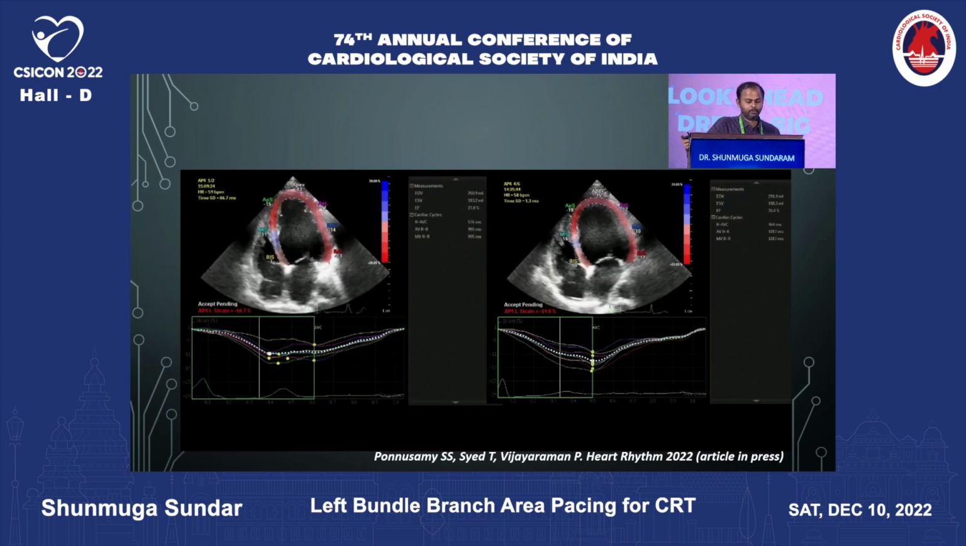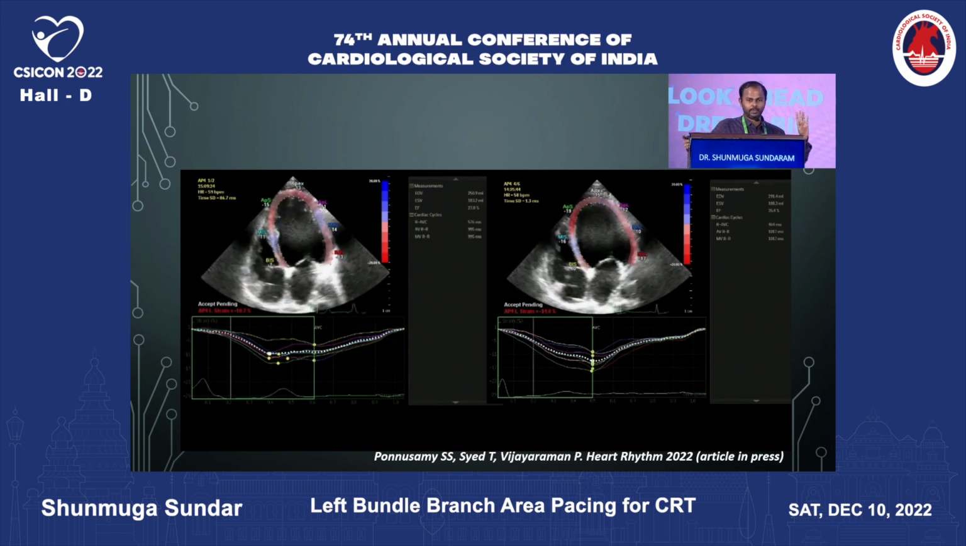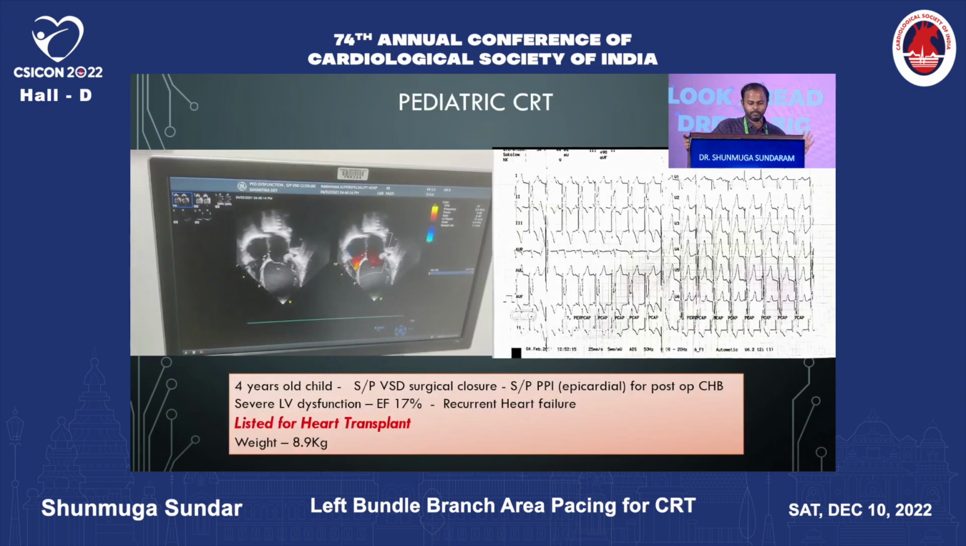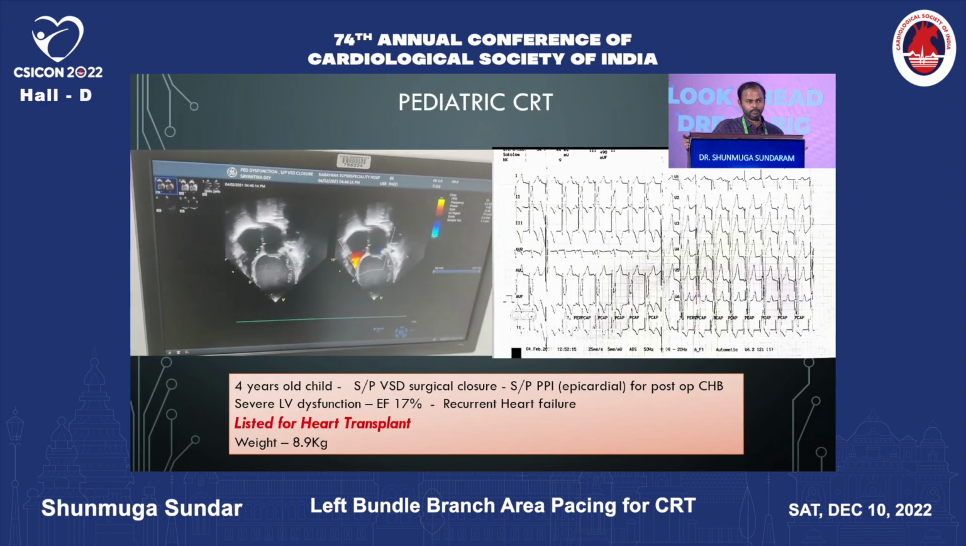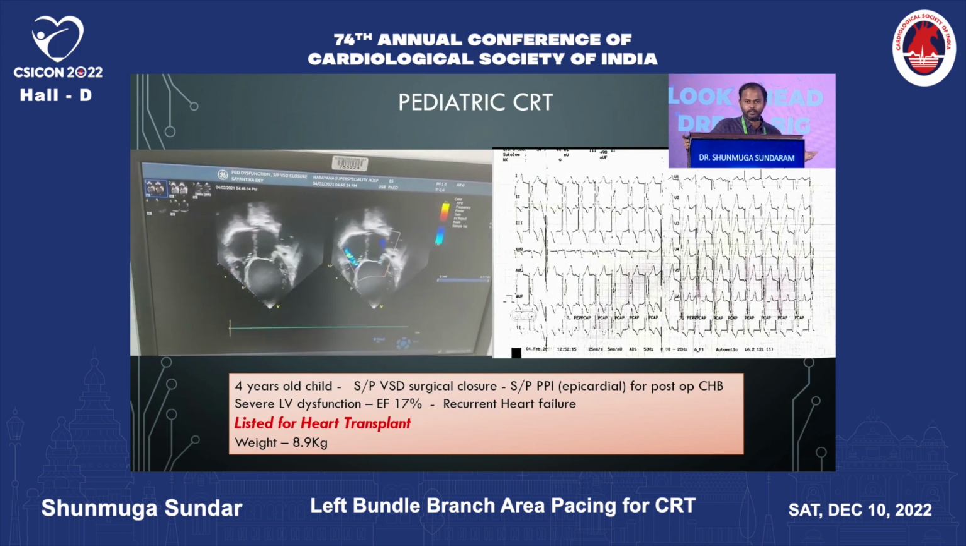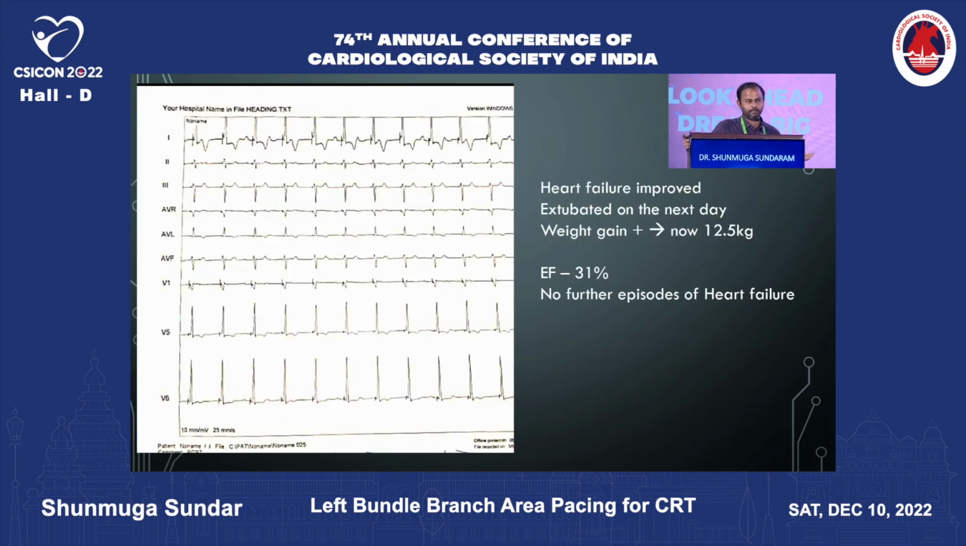Electrical resynchronization, so we don't do much optimization. We don't play much with an echo, we just do an AV optimization. You could see how beautifully the septum and the lateral wall are contracting synchronously. Pacing-induced cardiomyopathy: all you have to do is remove the old RV lead, put a left bundle lead, and use the same dual chamber pacemaker. Pediatric CRTs, we know that CRTs are not easily performed in a pediatric age group. So there was a lady in Kolkata who was listed for transplant for a pacing-induced cardiomyopathy. We attempted left bundle branch pacing as a desperate measure. We could show improvement in LV ejection fraction from 17% to 31%. The baby was taken off the transplant list.